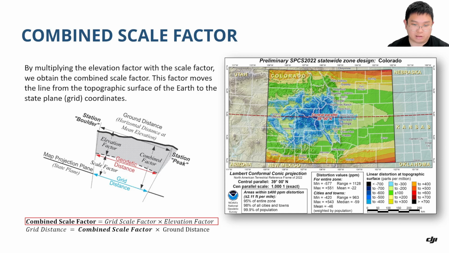applying elevation factor to be exact. And that gives you the combined factor, which is the factor you need to apply. So over here, the equation shows you the combined scale factor is equal to grid scale factor multiplied by the elevation factor. And the grid distance is equal to combined scale factor multiplied by the ground distance.